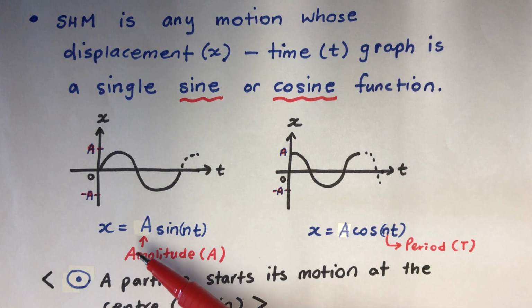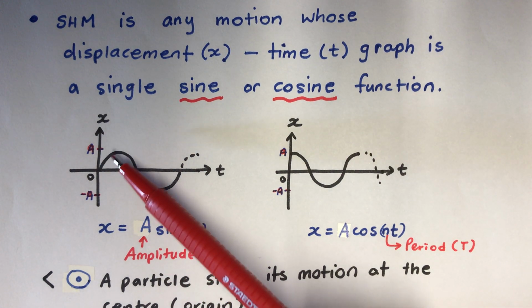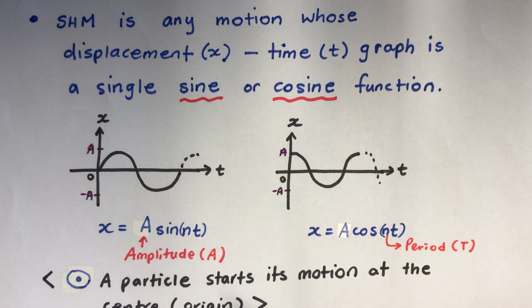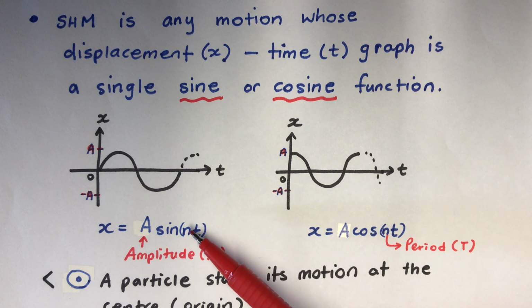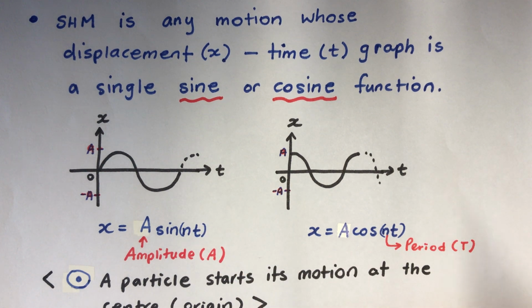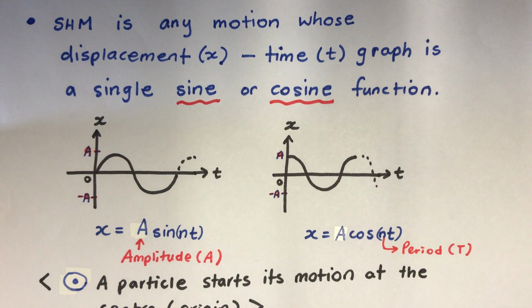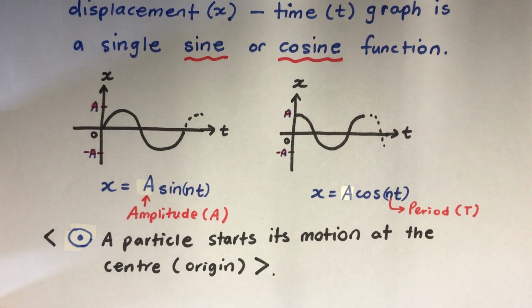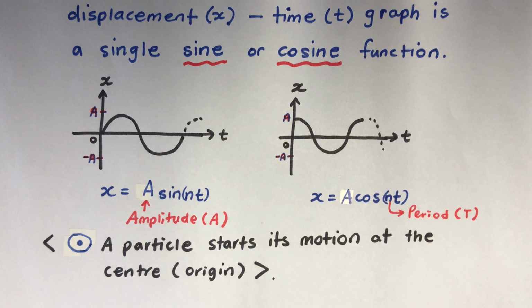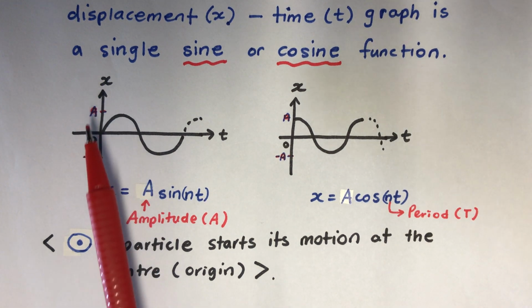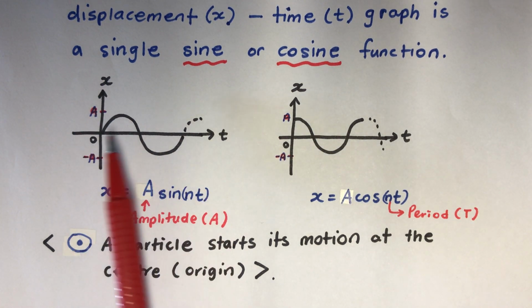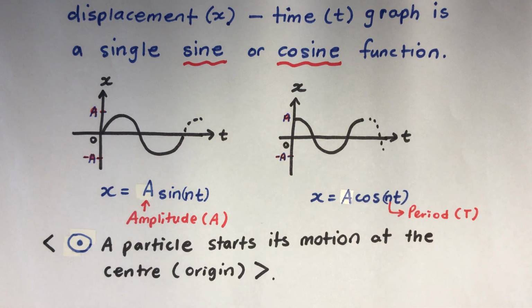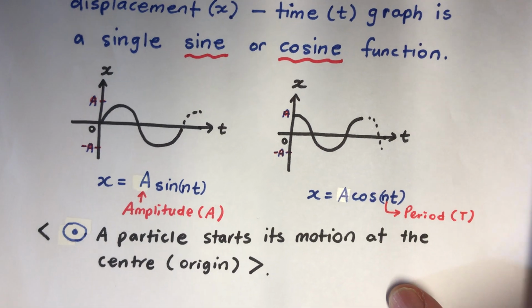So that's the amplitude, because of the highest one and the lowest, and then the n here is used to find the period. In this case, for sine and cosine, it'll be 2 pi over n, and a particle starts its motion at the center origin. Okay, so that's 0, 0 on the x-axis. Not all of them will be like that, but this one is.